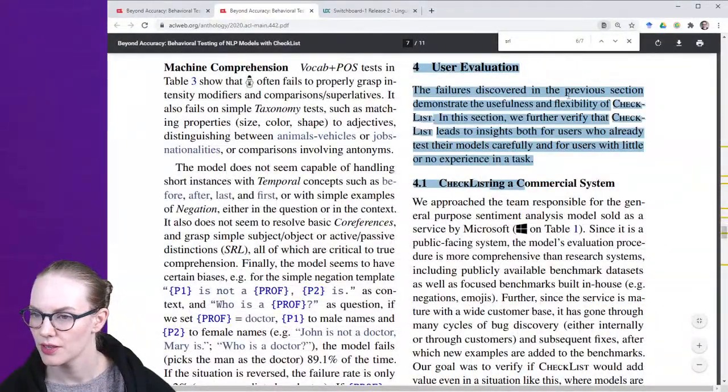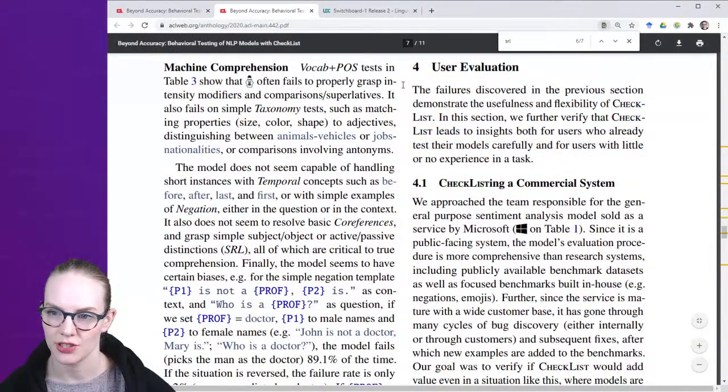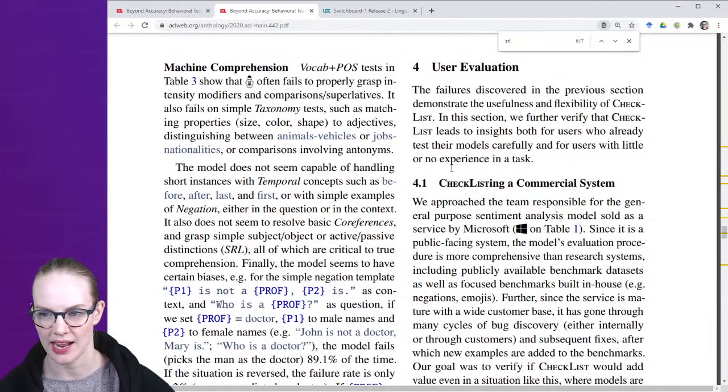User evaluation. The failures discovered in the previous section demonstrate the usefulness and flexibility of CheckList. In this section, we further verify that CheckList leads to insights for both users who already test their models carefully, and for users with little to no experience in a task.